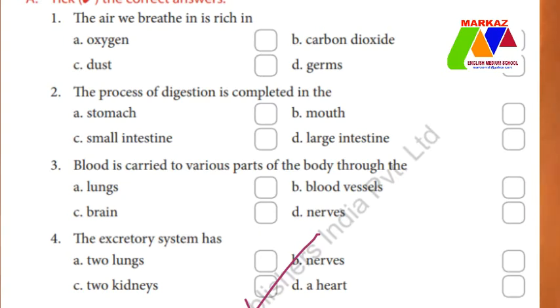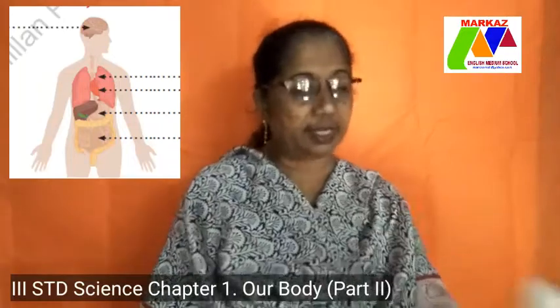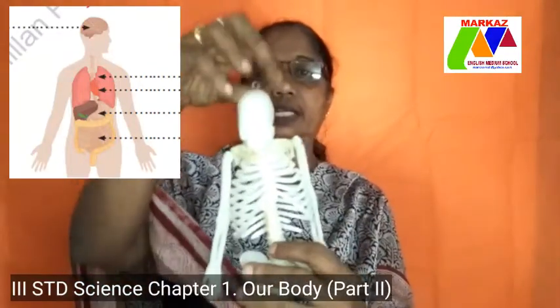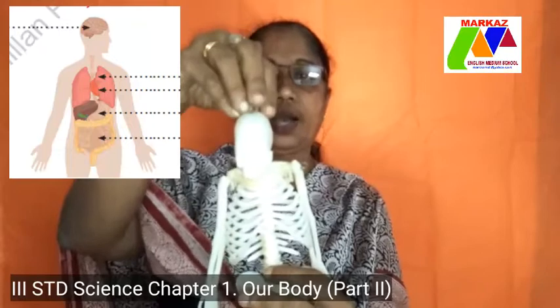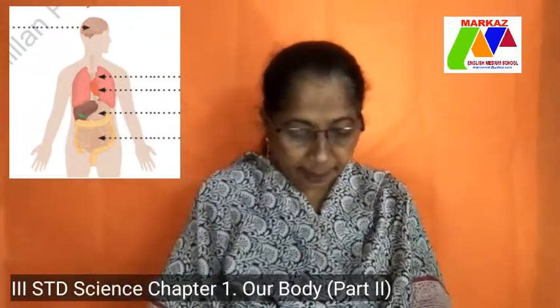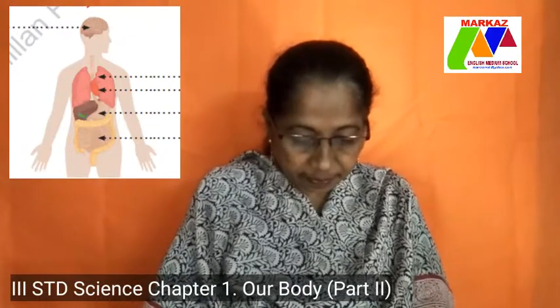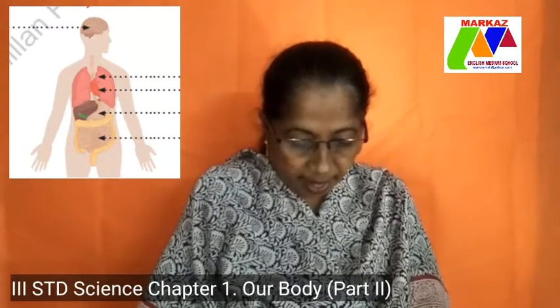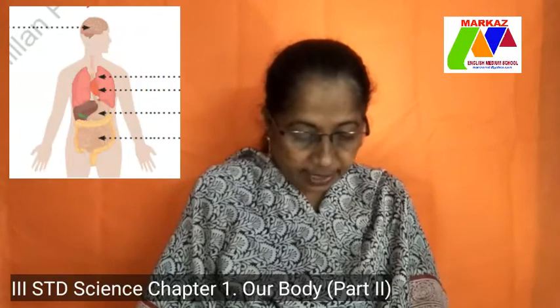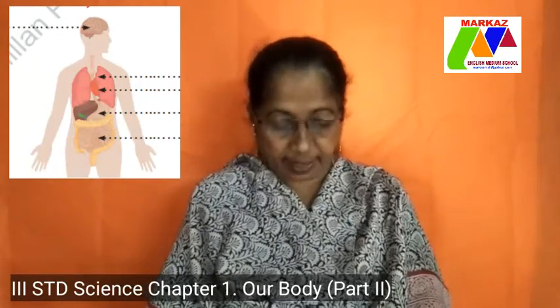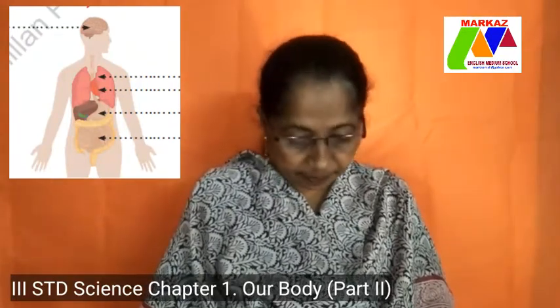B. Label the internal parts of the body. So the first one, as you see here in this, this is the skull. You have the brain inside the skull. Then coming down you have the lungs. Then you have the heart. Then stomach. And last one is intestine.